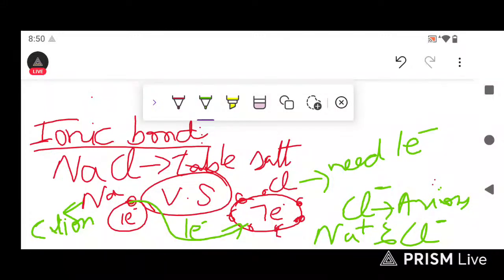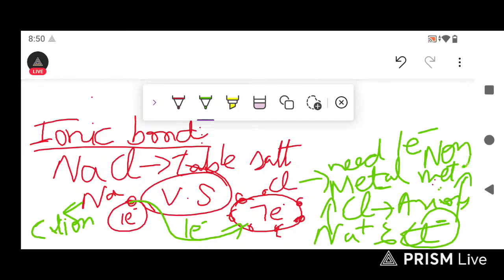Now, an ionic bond is purely a transference game between the electropositive metal and the electronegative non-metal. Sodium loses the electron, so sodium is a metal, while chlorine gains the electron, so it is a non-metal. So it is a game between the metal and the non-metal. Very, very simple. Now we'll talk about the crystal lattice. What is the crystal lattice?